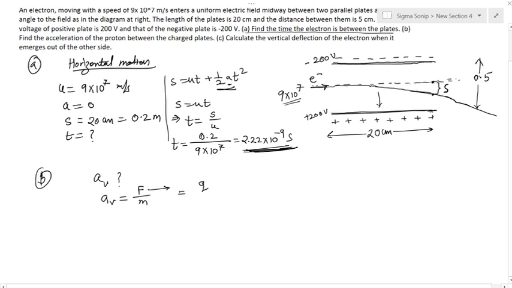Force is equal to Q times E. That's your force divided by M. That will give you the acceleration, vertical acceleration. But do you have the E? No, we do not have the E. Can we calculate? So, okay, instead of doing this, let's work step by step.